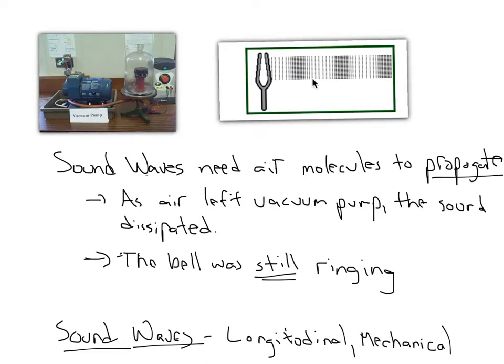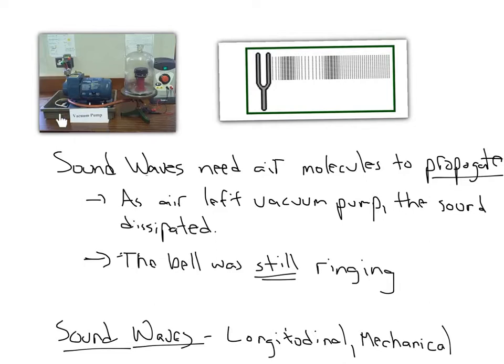So a longitudinal wave, the air particles move back and forth this way, in the same direction the wave moves. That's the definition of longitudinal. And mechanical means the wave needs a medium. It needs air molecules to travel. It doesn't have to be air. It could be helium. It could be something called sulfur hexafluoride, which we'll take a look at.